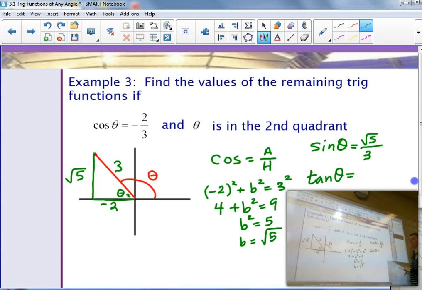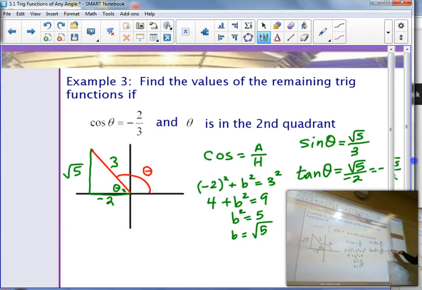We already know the cosine. What's the tangent going to be? Opposite over adjacent, so it would be root 5 over negative 2, or you could just say negative root 5 over 2. And then you could find the secant by flipping the cosine. The secant would be negative 3/2. You could find the cosecant by flipping the sine and rationalizing it. You could find the cotangent as well. But we don't have to do all 3 of those ones. We get it.